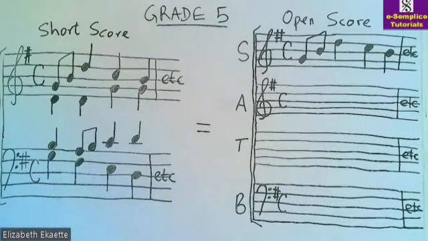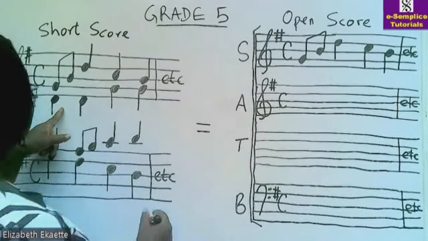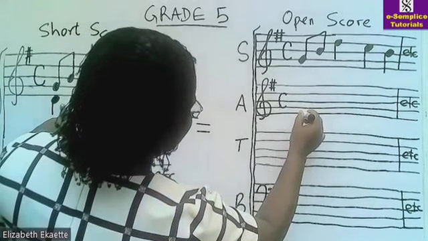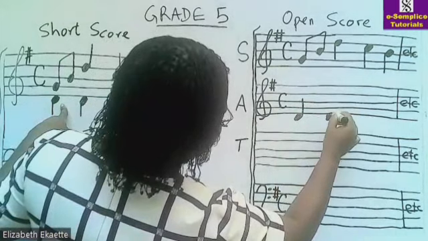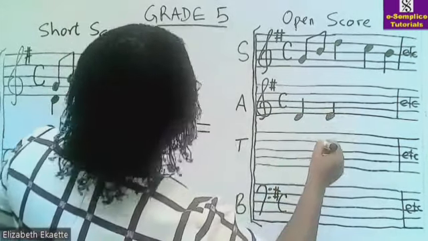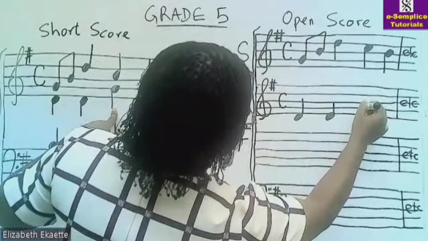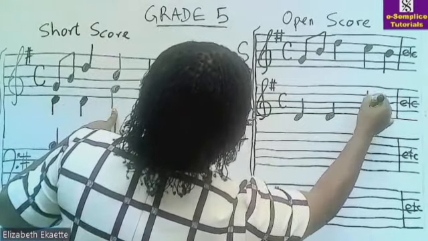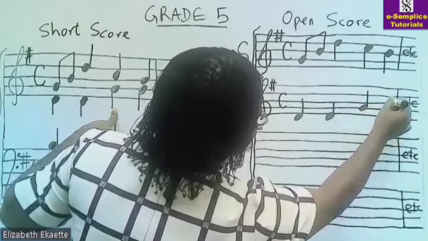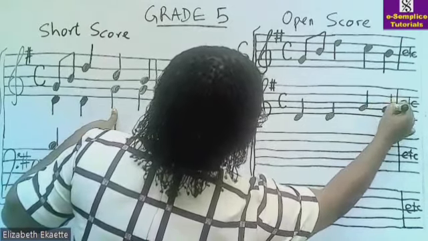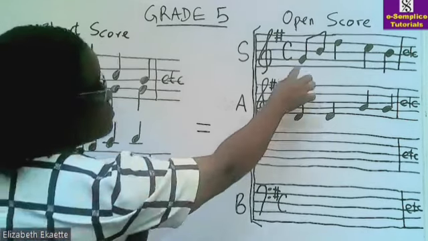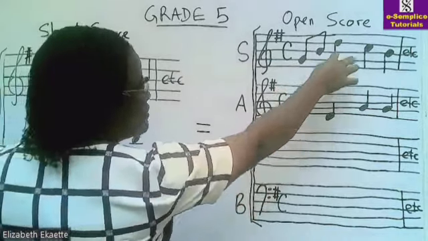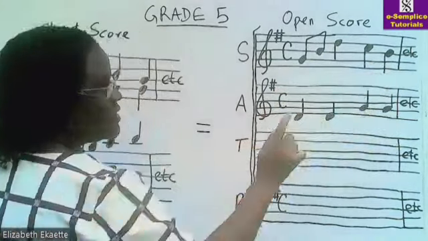Let's move the alto notes quickly. The first alto note is a D. The second beat, another D. The third beat is a G. And the last beat is also a G. Watch, I obeyed stem rule. And please watch out. When you are moving your notes, ensure that the beats align. This is the first beat, the second beat, the third beat, and the fourth beat.